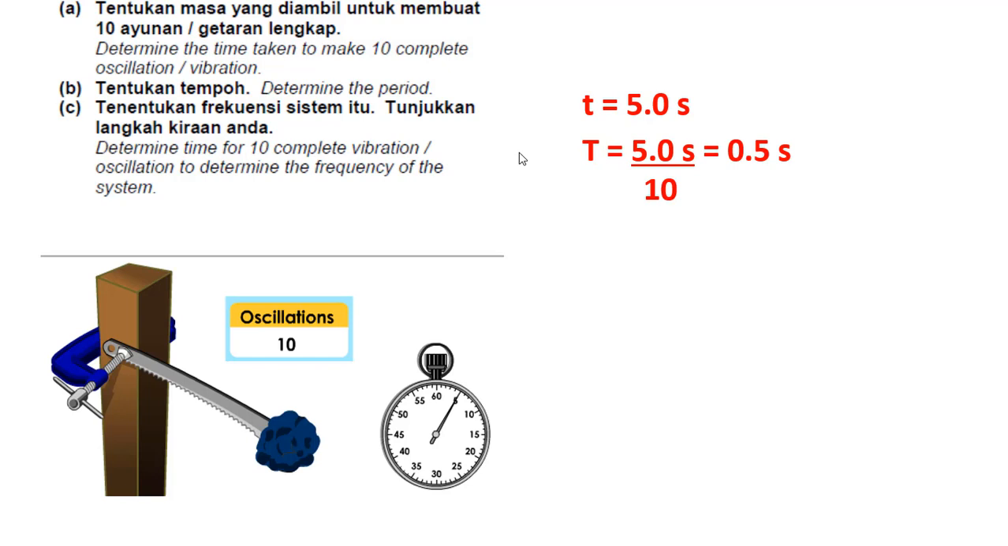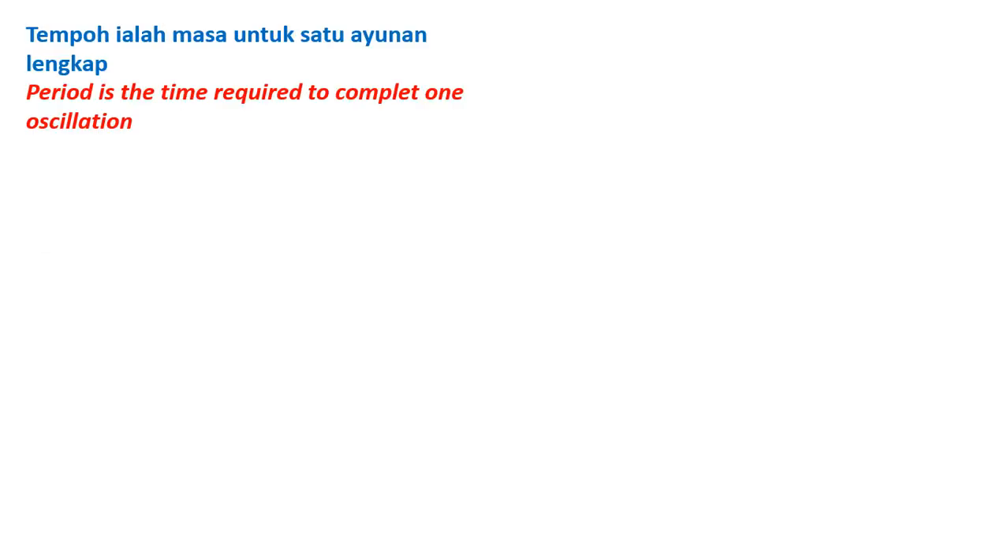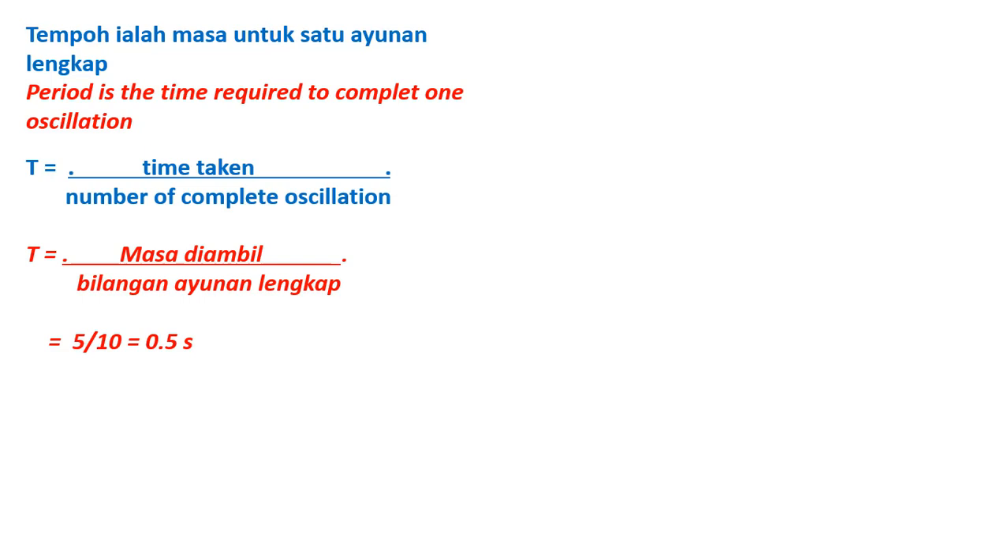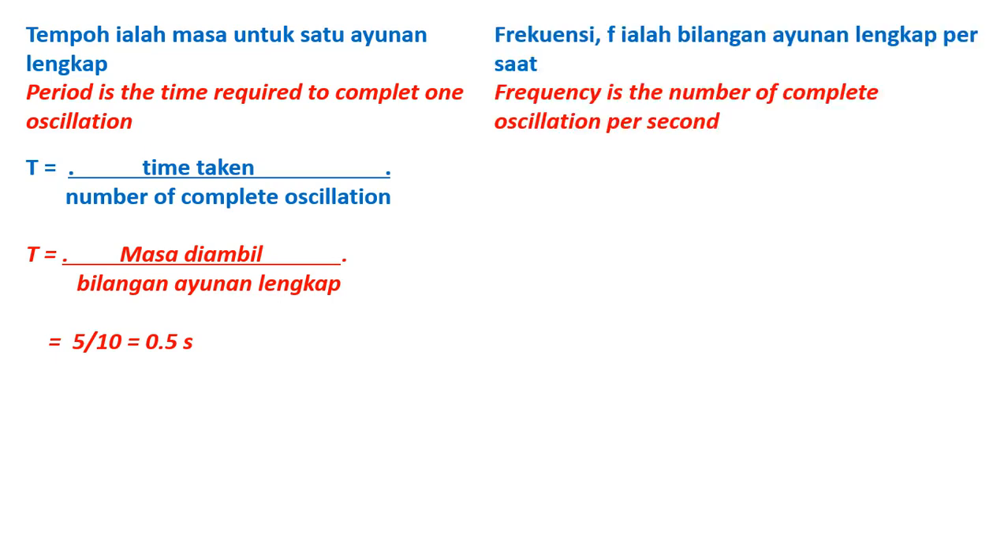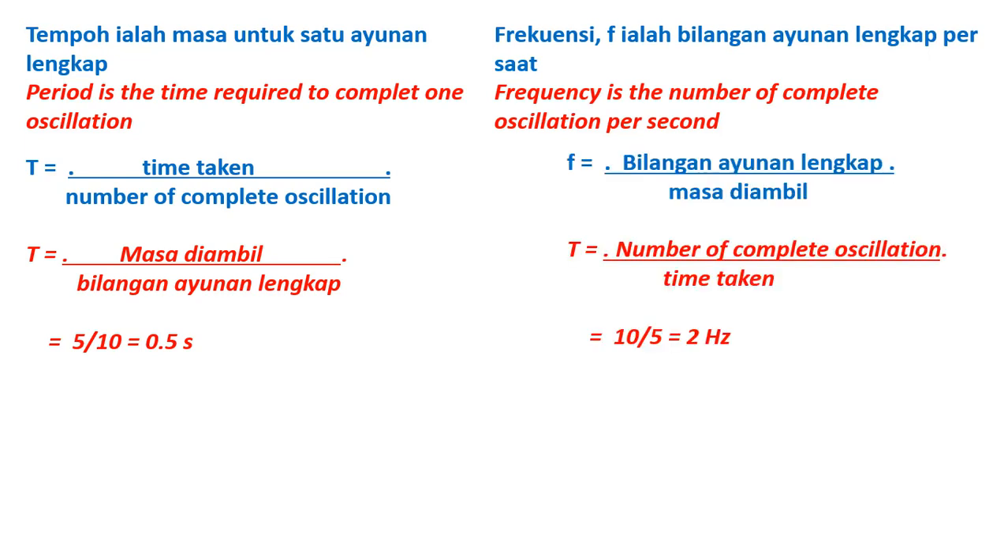The frequency is the number of oscillations per second. So we have 10 oscillations divided by 5 seconds, and we get 2 s minus 1 equals 2 hertz. So period is the time required to complete one oscillation. The formula is time taken divided by number of complete oscillations. 5 seconds divided by 10, you get 0.5 second. Frequency is the number of complete oscillations per second. So f equals number of complete oscillations over time taken. So 10 complete oscillations divided by 5 seconds, we get 2 hertz.